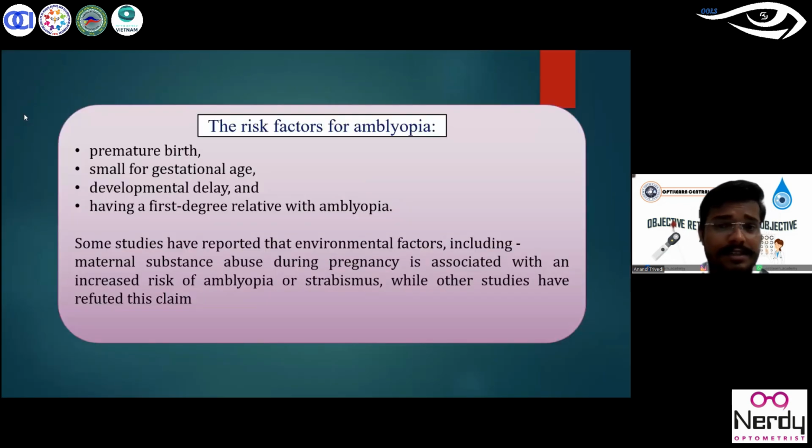So what are the risk factors for amblyopia? There are premature birth, small for gestational age, developmental delay, and having a first degree relative with amblyopia. Some studies have reported that environmental factors, including maternal substance abuse during pregnancy, are associated with an increased risk of amblyopia or strabismus, while other studies have refuted this claim.